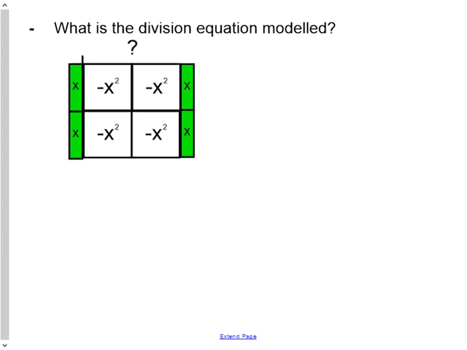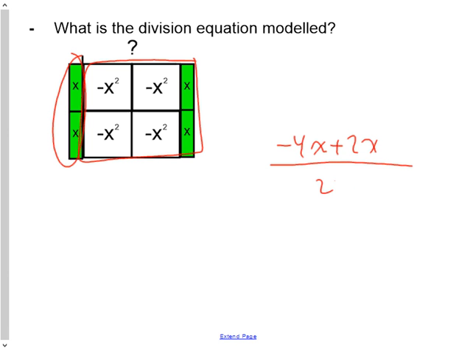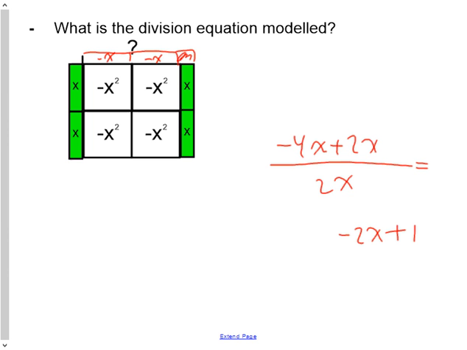Next question, what is the division equation? So area divided by length equals width. The area is negative 4x squared plus 2x. We see it right here. This is going to be the length or the width, so divided by that length or width that we know. We can solve it with the area model. This here has to be a negative x because a positive x times a negative x gave me that negative x squared. This is also a negative x, and this has to be a positive 1. So the solution would be negative 2x plus 1.